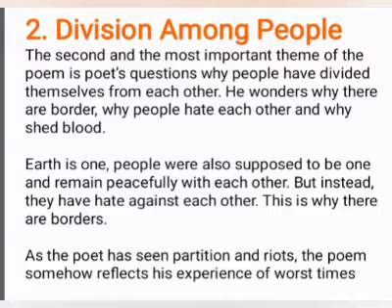The second and the most important theme of the poem is the poet's question: why have people divided themselves from each other? He wonders why there are borders, why people hate each other, and why they shed blood. Earth is one. People were also supposed to be one and remain peacefully with each other. But instead, they have hate against each other. This is why there are borders. As the poet has seen partition and riots, the poem somehow reflects his experience of worse times.